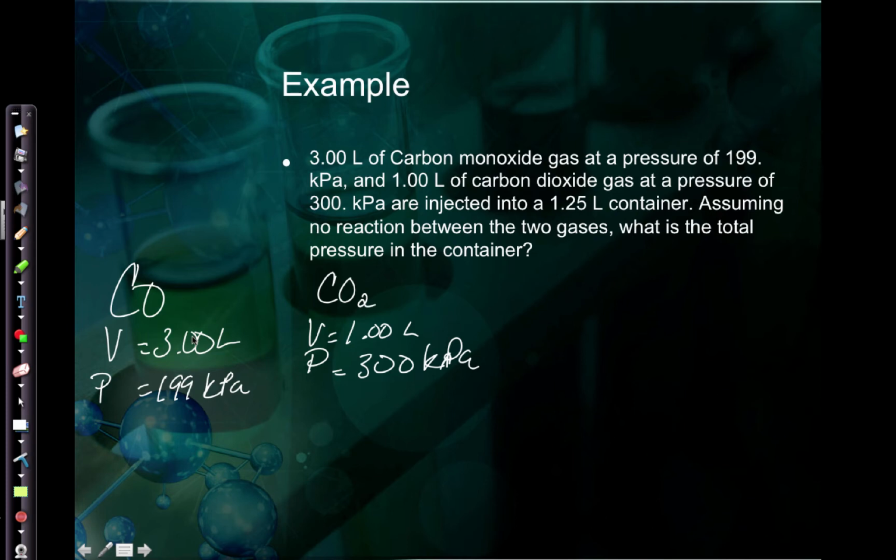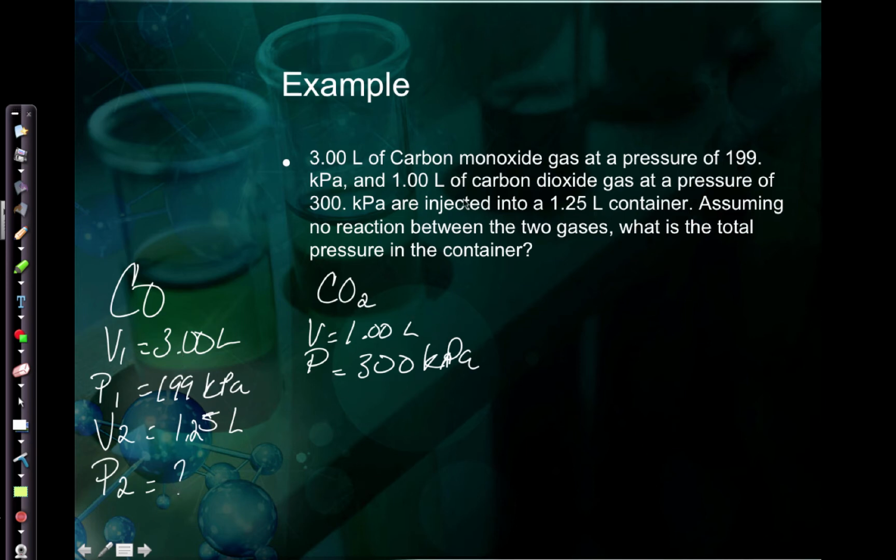So my volume is changing here. So this is my V1. And this is my new volume. I'm injecting both of these gases into a smaller container. Well, if I do this for this gas, it's going to a smaller volume, which means that the pressure should be increasing. So the pressure is actually not going to be 199, it's going to be a higher number because I'm moving it into a smaller container.